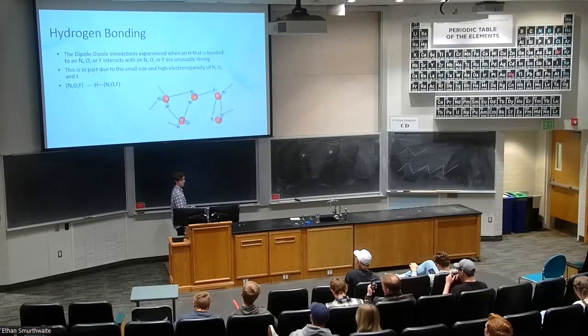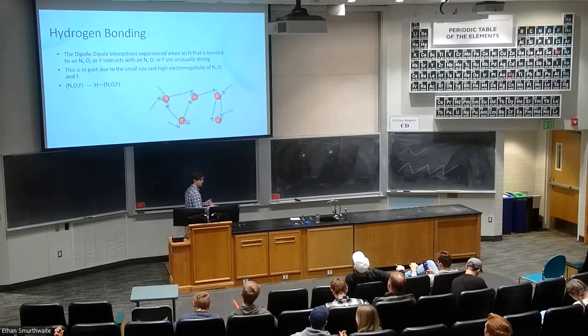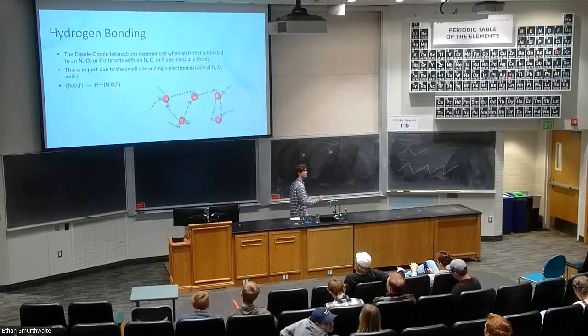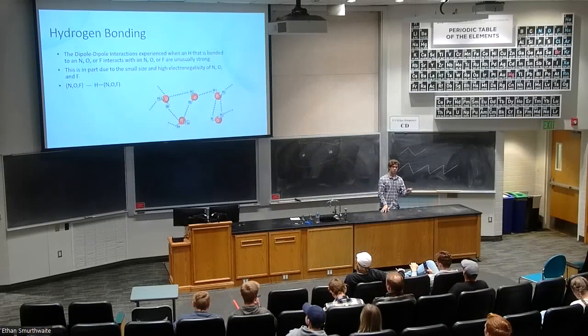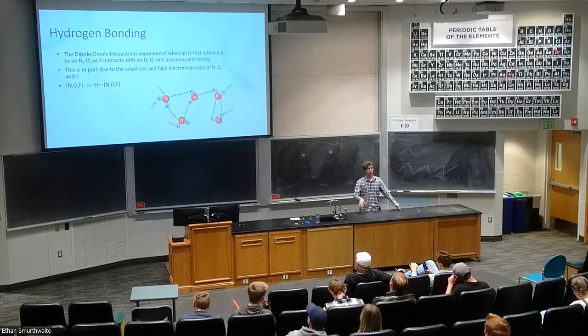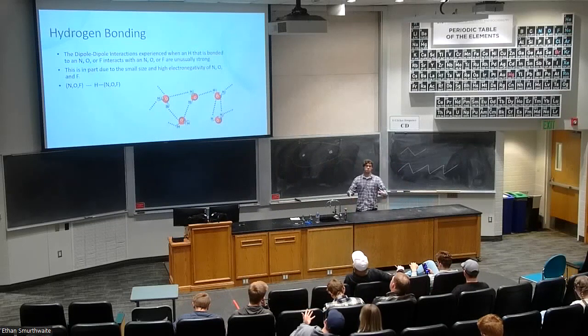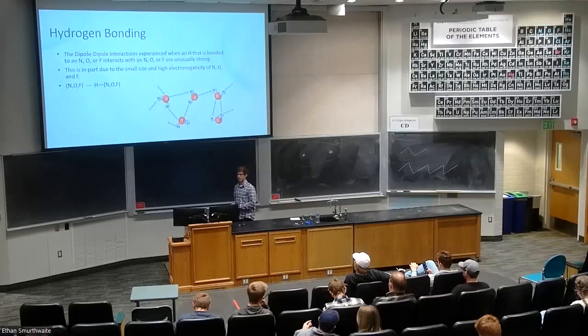Okay. Next thing we have is hydrogen bonding. So hydrogen bonding is just dipole-dipole interactions, but it's specific dipole-dipole interactions between an H that's bonded to an F, N, or O when it interacts with another F, N, or O. Okay. And it can only be those three. Other ones, those are still dipole-dipole, right? If both molecules are polar, they're just not hydrogen bonds.